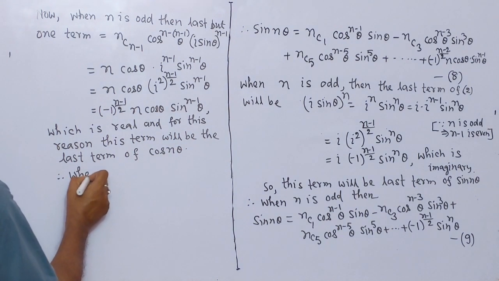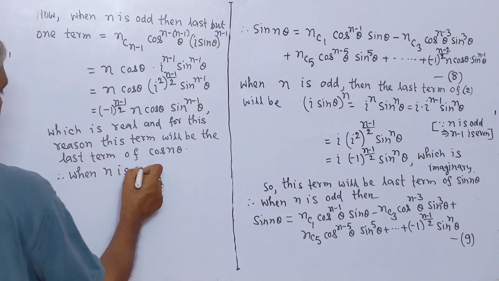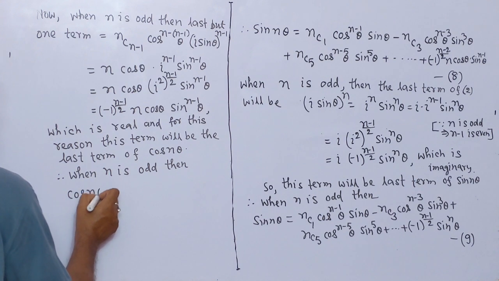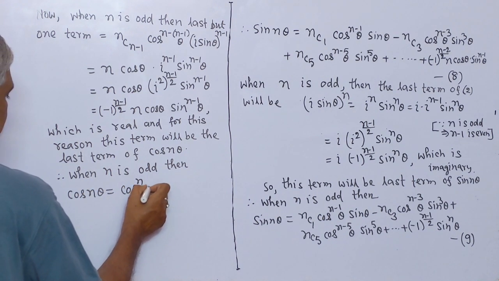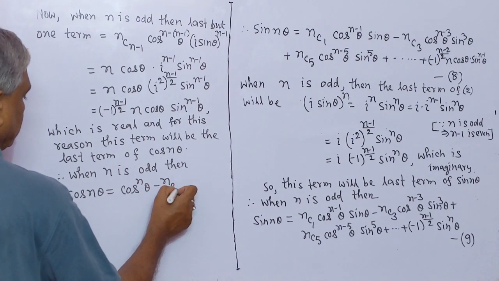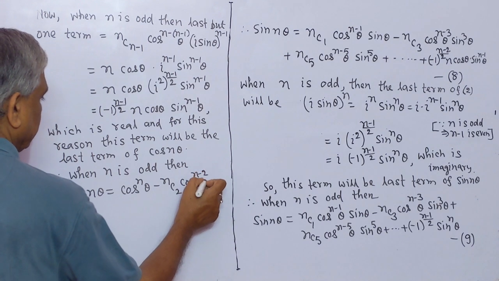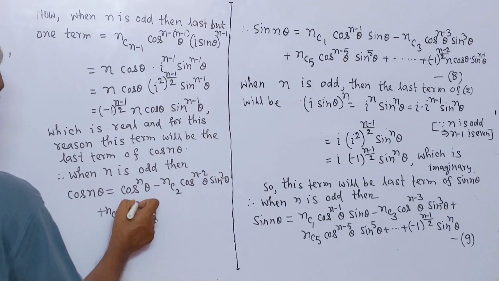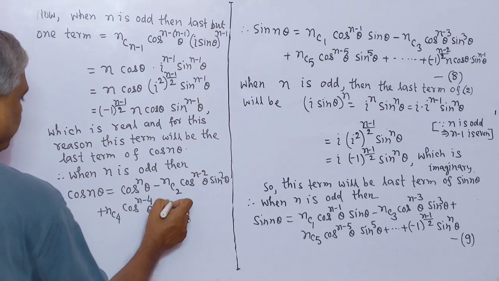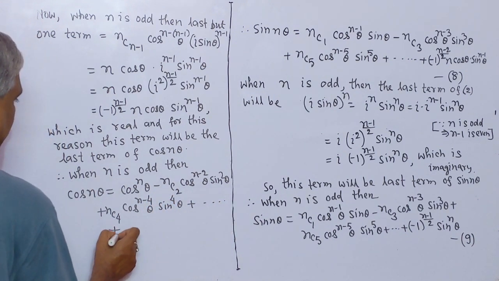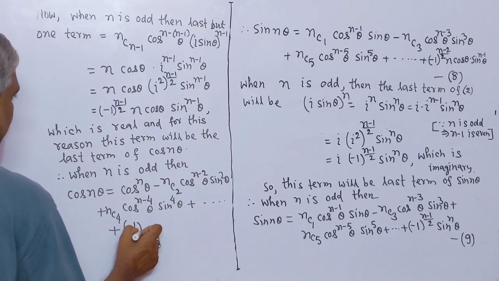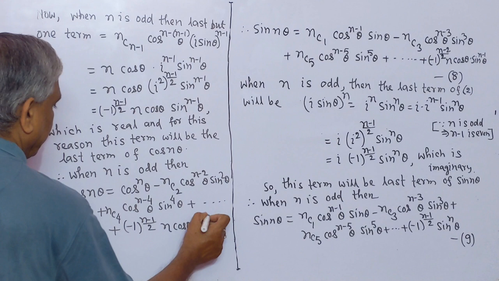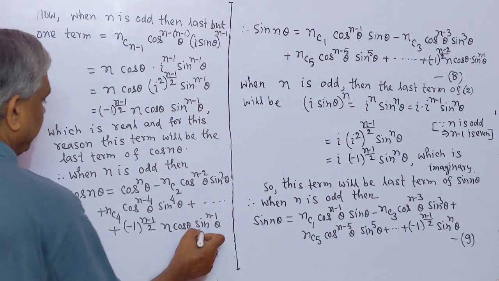Therefore, when n is odd, then cos n theta is equal to cos to the power n theta minus nC2 cos to the power n minus 2 theta sin square theta plus nC4 cos to the power n minus 4 theta sin to the power 4 theta plus dot dot dot, and the last term is minus 1 to the power n minus 1 by 2 multiplied by n cos theta sin to the power n minus 1 theta. Let this be number 10.